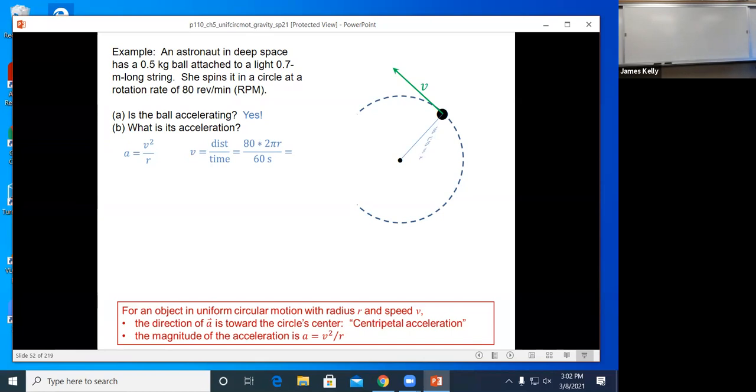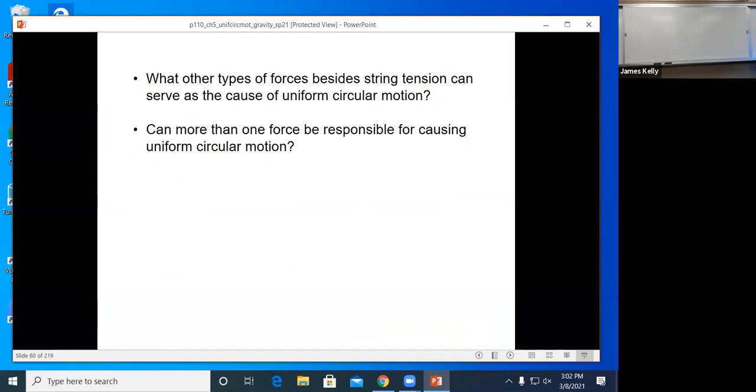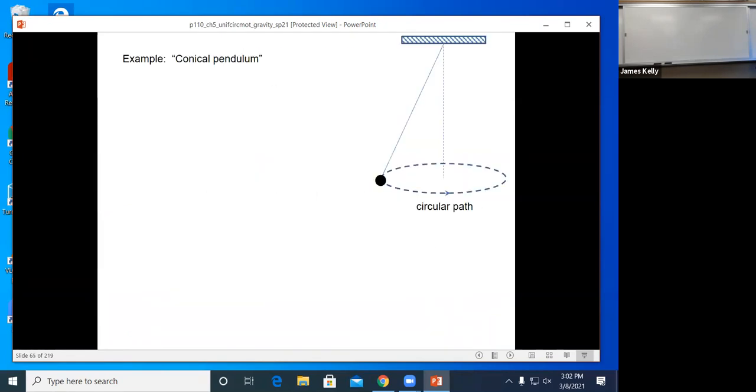And we were doing some problems with it. We did one that was sort of easy. This was one where someone's in outer space and the only force on the object moving in a circle was the string tension. So that one was pretty straightforward. And then we did a more complicated kind of problem, which I called the conical pendulum, and that was something moving in a circle. The circle is in a horizontal plane.